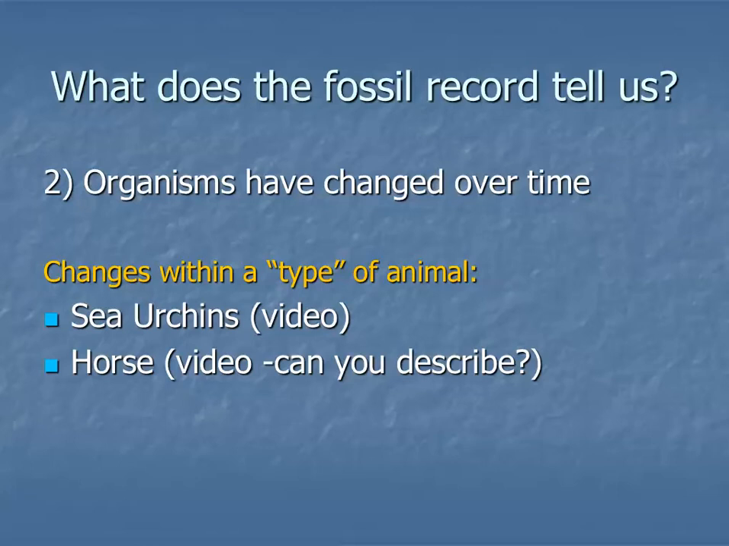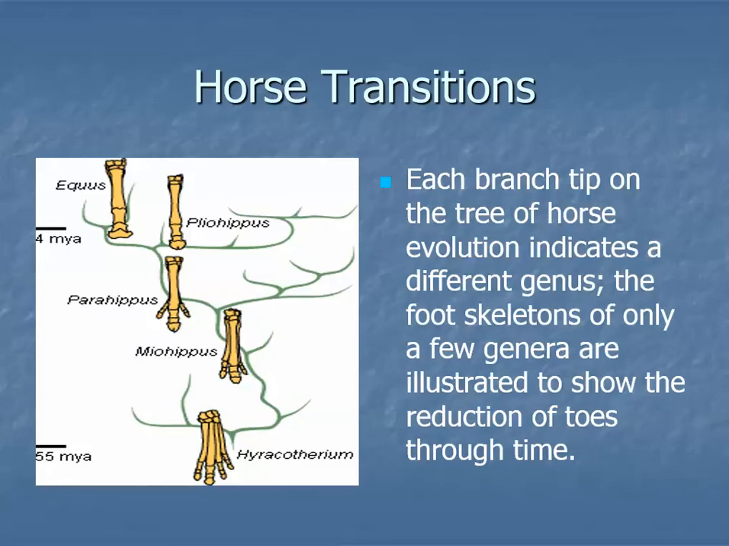You're going to have to write in detail about a transition fossil or a series of transition fossils. You don't have to know them all in gory detail. Just pick one that you want to be the expert on. So maybe horses is something you really like, and this might be the one you decide that you're going to become the expert on. So what do you remember seeing in the video?